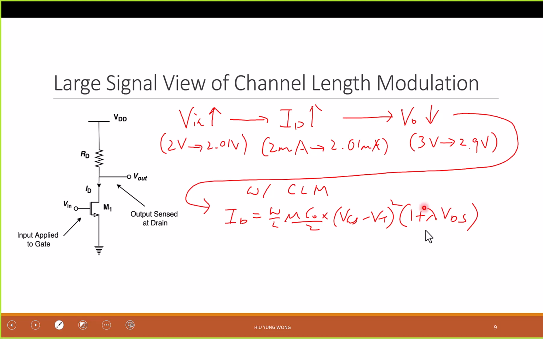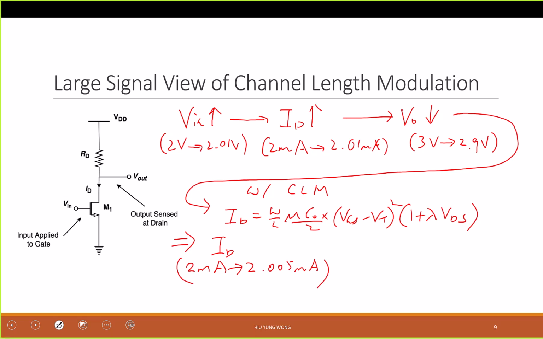What will happen to the current? When the VDS reduces, what happens to the current? It should reduce, right? So because of channel length modulation, your current may, instead of going to 2.01, just increase to 0.05 milliampere.